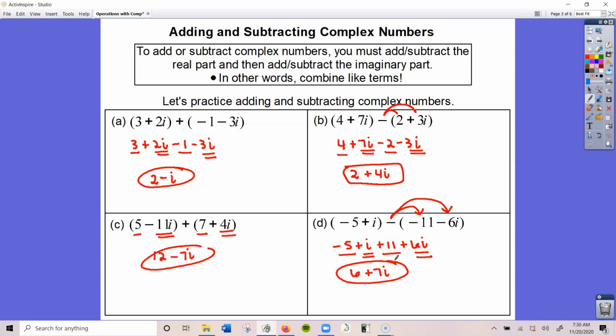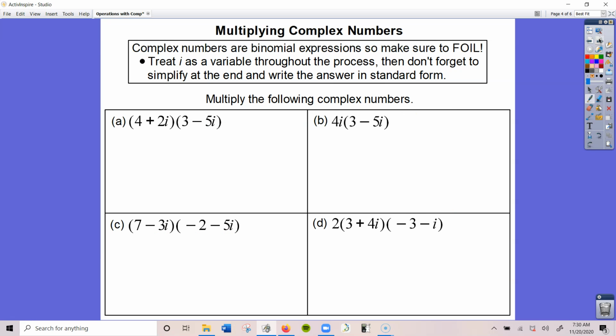So that's adding and subtracting. Let's have a look at multiplying. When you're multiplying complex numbers, especially if you have a binomial times a binomial, you have to remember to FOIL. And you're just going to treat i like you would any other variable. But your answer is never final until you have simplified all powers of i. So if you ever have i squared, you know you need to replace it with -1. If you have i to the third, you know to replace it with -i, and so on.